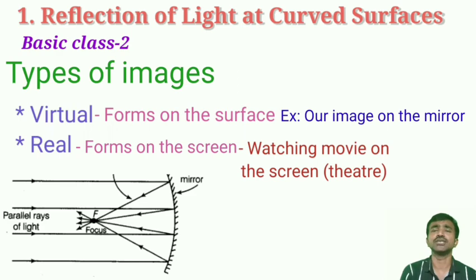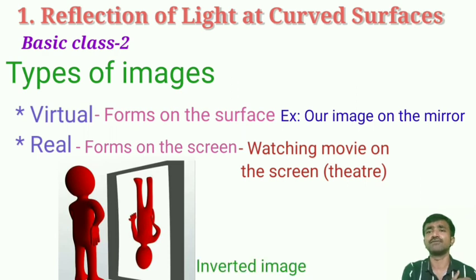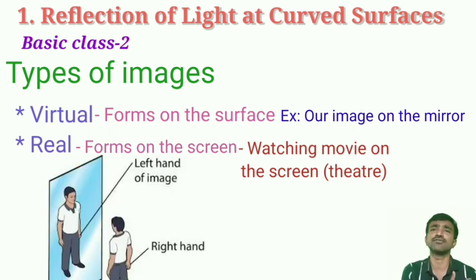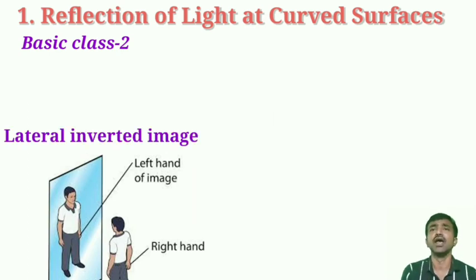Here you can see that the image is reversed. That means top is bottom, bottom is top. These types of images are called inverted images. But when you observe yourself in the mirror, left eye appears right, right eye appears left. This exchange between the sides, left to right and right to left, is called a laterally inverted image.